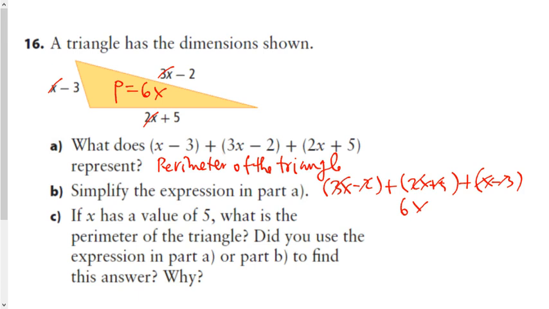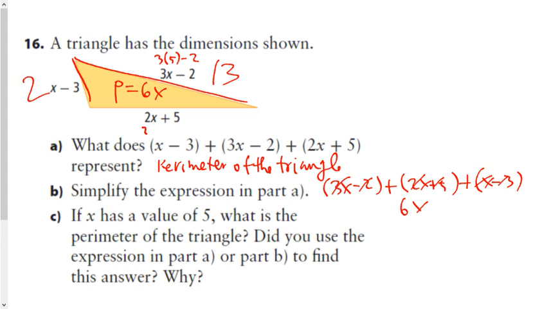And question C is interesting. If x has a value of 5, then what is the length of each side? So if x is 5, I could substitute this x to be 5, and 5 minus 3 would make this side right here 2 units long. If x is 5, this would be 3 times 5 minus 2, which is 15 minus 2, which is 13 units long.